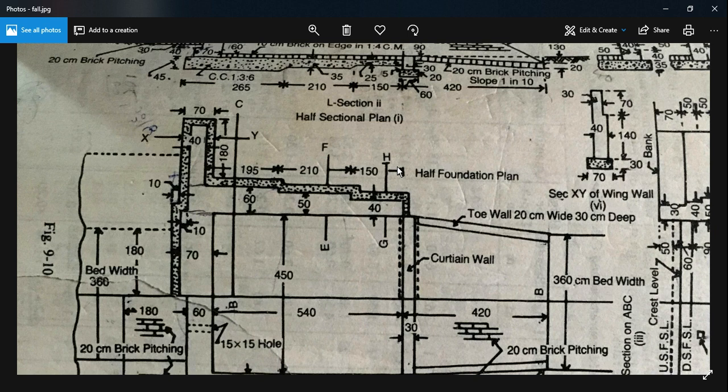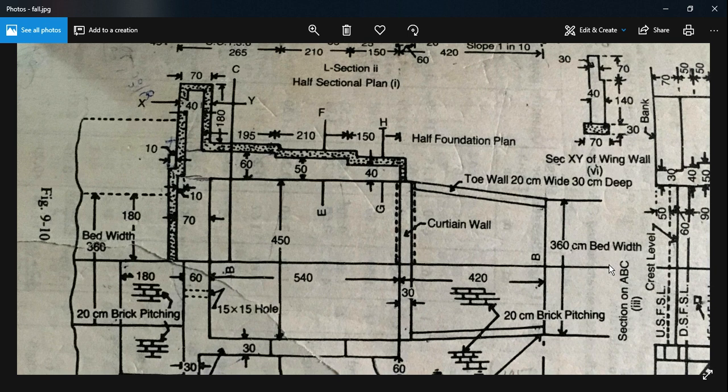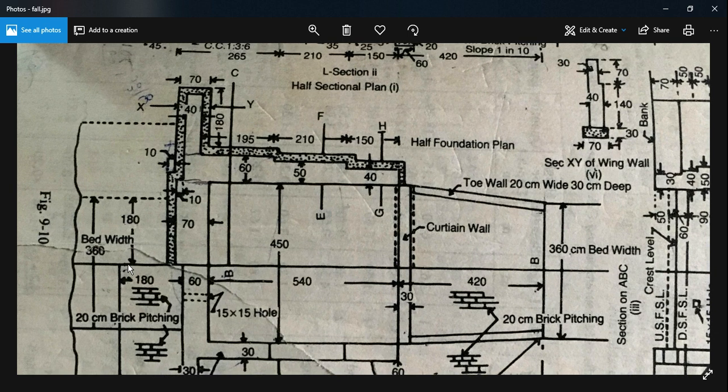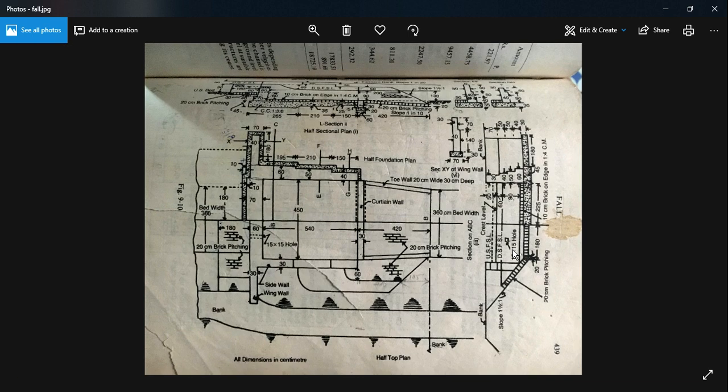Longitudinal section is the section which we obtain when we cut the structure longitudinally, that means along the length. And here we have the section on ABC. If we cut this plan at A, B, B and C, we will get this section. This is the longitudinal section.